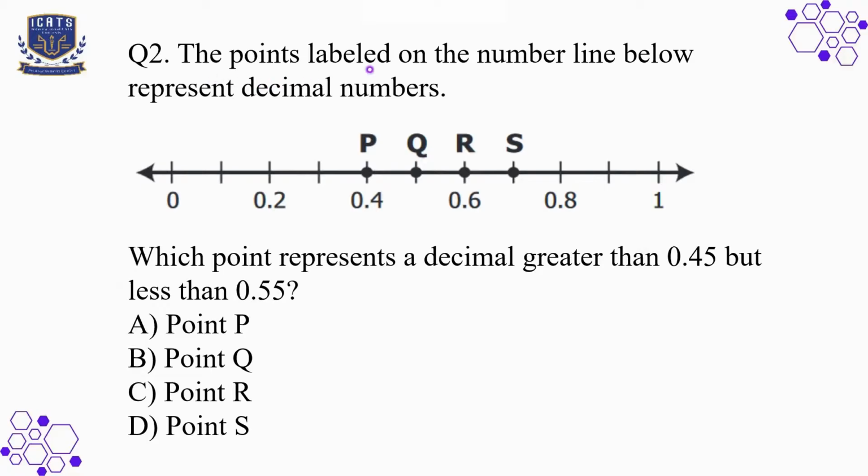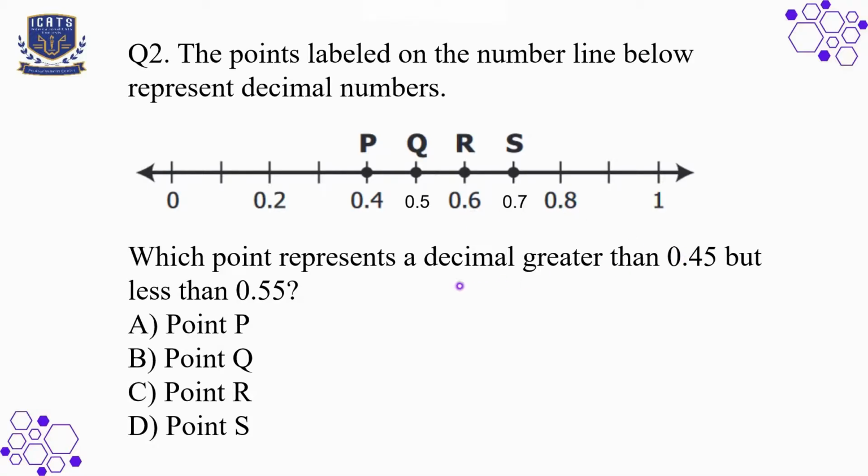Question number 2. The points labeled on the number line below represent decimal numbers. Which point represents a decimal greater than 0.45 but less than 0.55? Option A is point P, option B is point Q, option C is point R, and option D is point S. So here we can see the number line. Point P is representing 0.4, point Q is missing, point R is representing 0.6, and point S is missing. So we can write the missing numbers: what comes between 0.4 and 0.6 is 0.5, and what comes between 0.6 and 0.8 is 0.7.